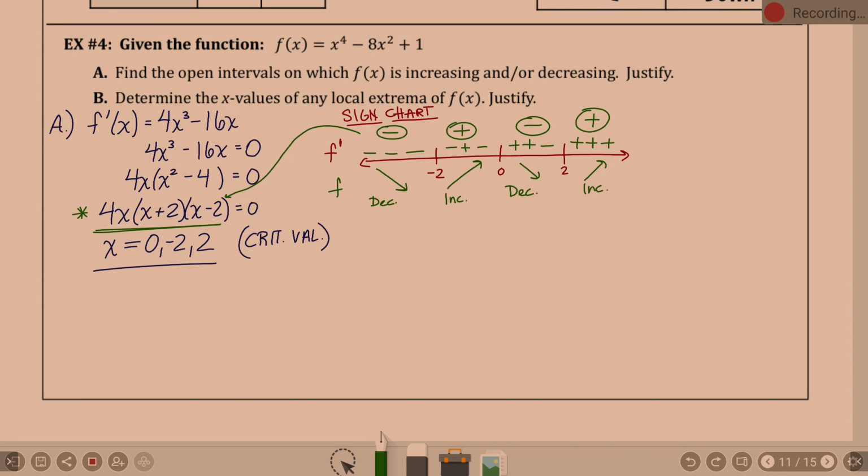Okay. So officially, part A said find the open intervals on which f of x is increasing or decreasing and justify. So there's my start. f of x is increasing on negative 2 to 0, and 2 to infinity. Can you put the U or do you have it right?